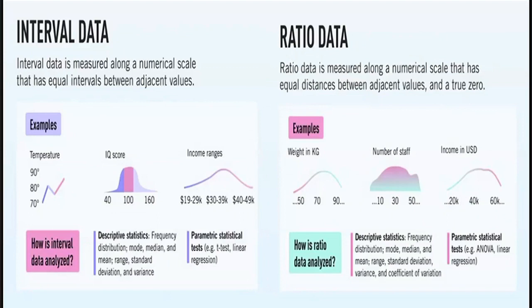Next, we have interval data. Interval data is measured along a numerical scale that has equal intervals between values. Take, for example, temperature, which you already discussed. IQ score, for example, if you want to conduct an IQ score study among higher education students. Income range: wherever you're putting this kind of range, it's going to be interval data.